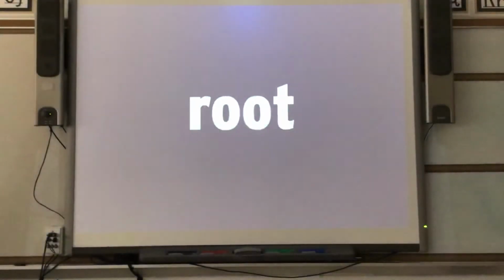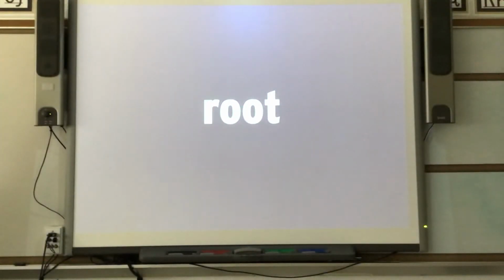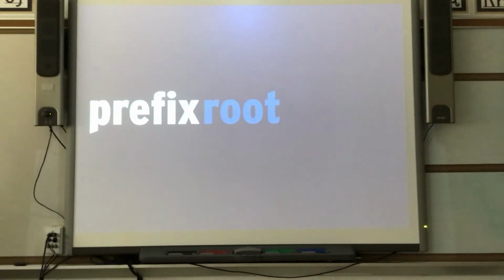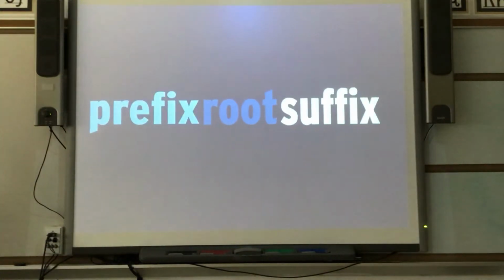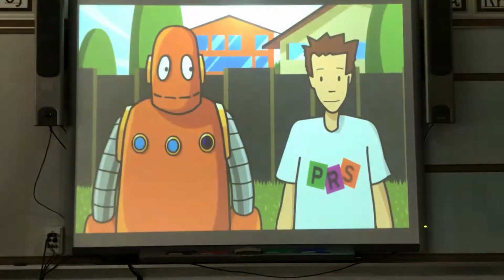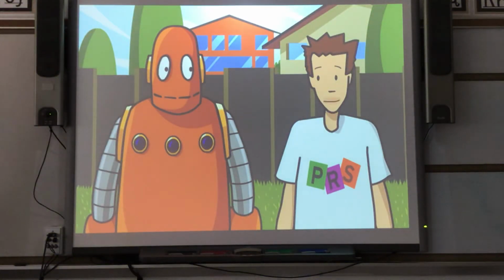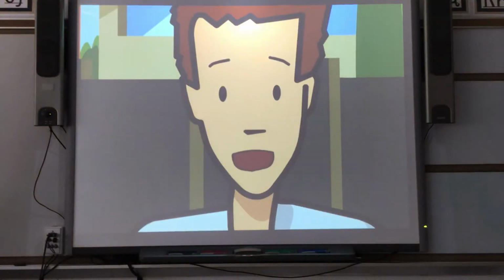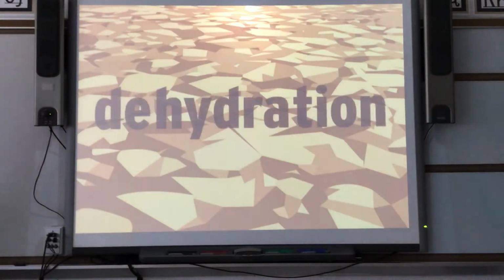Words can be broken down into different parts: roots, prefixes, and suffixes. A root is the essential part of the word, and it can't be broken down into any smaller parts. A prefix is a part of the word that goes before the root, and suffixes come after the root. How do you know what all the parts mean? Well, mostly it comes with practice. Prefixes and suffixes have definitions, just like root words. Let's look at the word dehydration. The prefix is de, the root is hydro, and the suffix is shun.